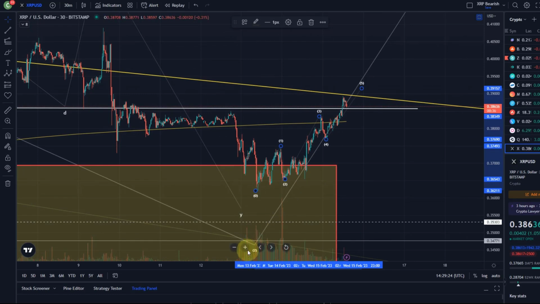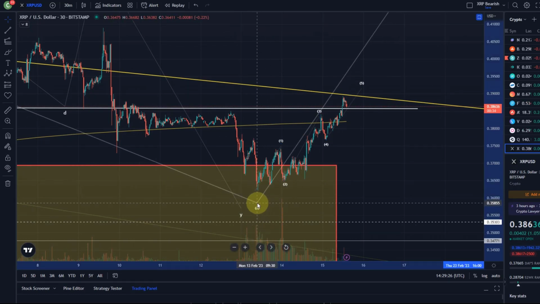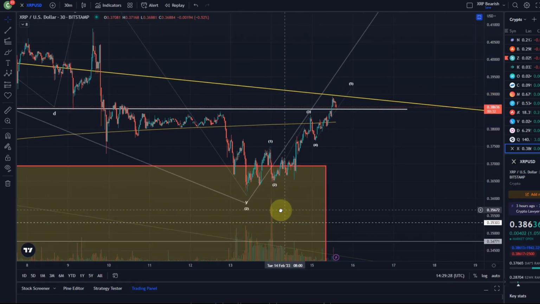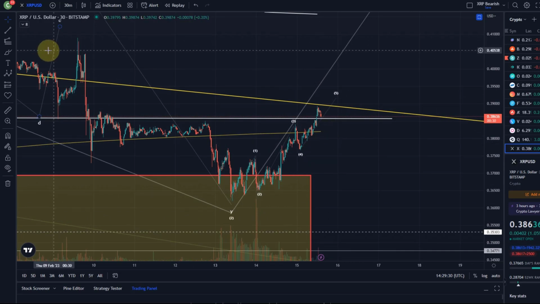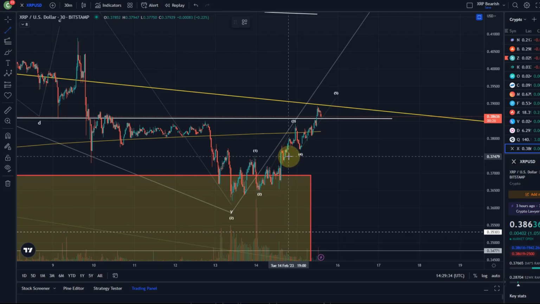Let me just draw it here to the end. It is very straightforward now to define an end of this rally, because what you can simply do, let me just see, just thinking where the wave two ended. Did the wave two really end here?